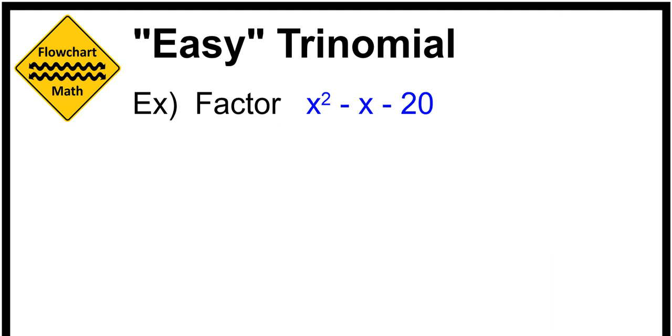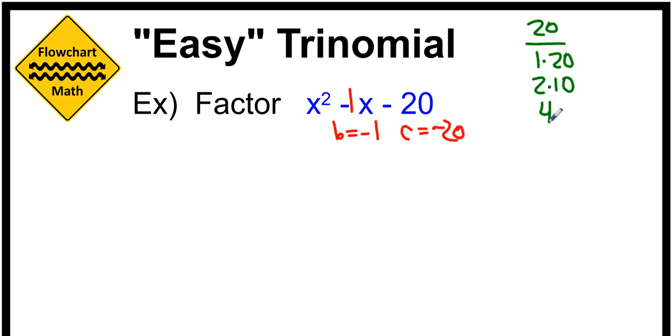So let's do another one. x squared minus x minus 20. So the B number is negative 1, and the C number is negative 20. I'm looking for two numbers that multiply to 20 and add up to negative 1, basically. So I like to write down all the ways to get to 20. And again, these two numbers kind of jump out at me because that's the only way I'm going to be able to produce a negative 1.